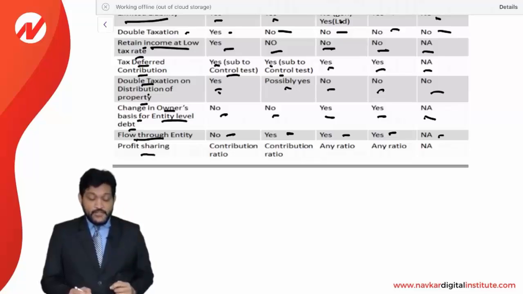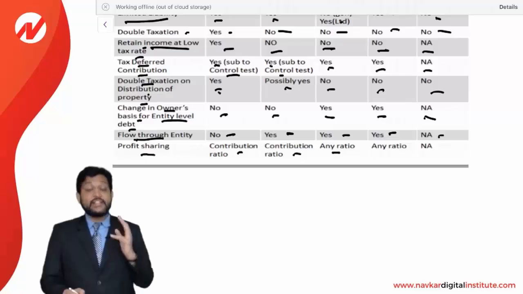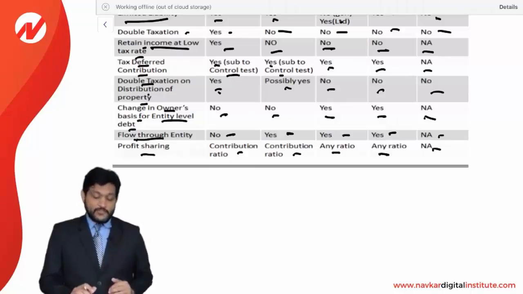In a C corporation, profit is shared as per contribution ratio. S corporation, contribution ratio. Partnership, any ratio decided by the partners. LLC, any ratio decided by the partners. And sole proprietorship, not applicable, because only one person is there who is going to take all the profit.